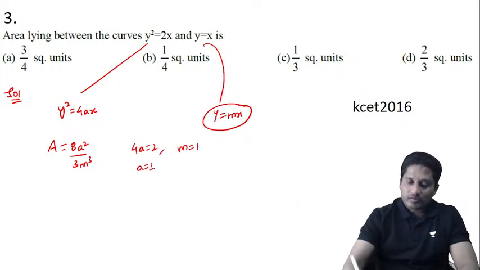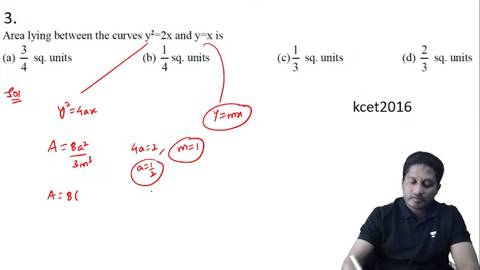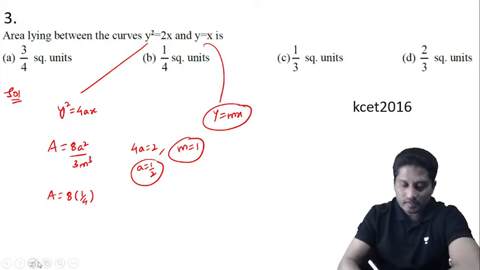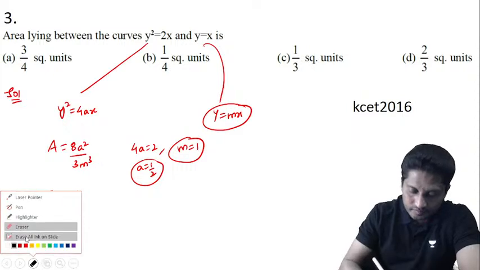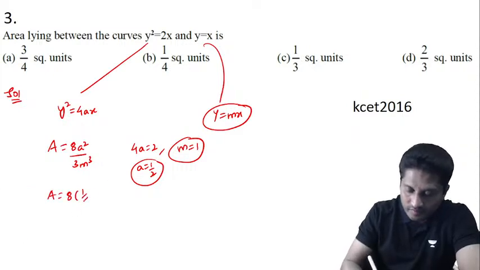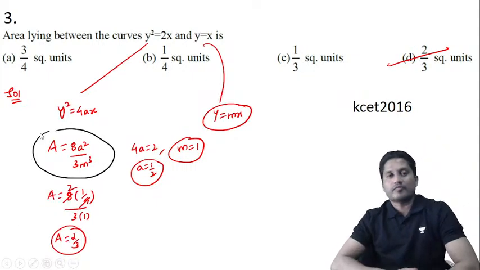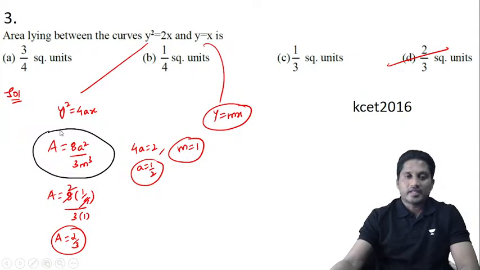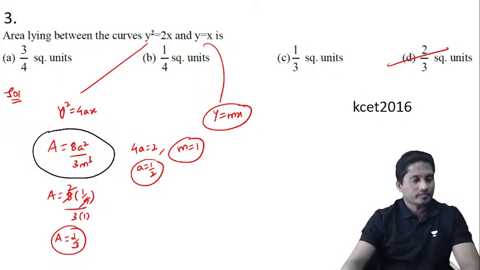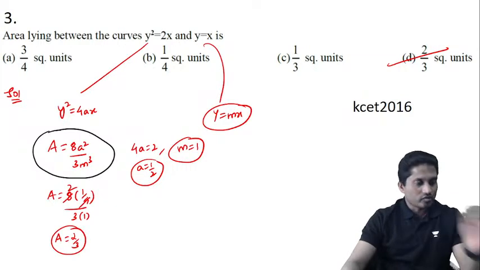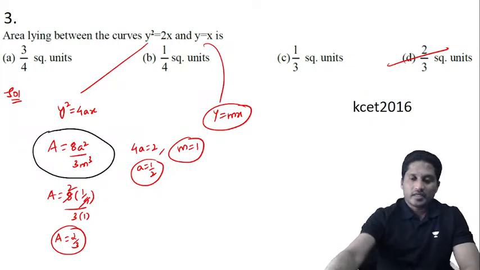a is equal to 1 by 2, m is equal to 1, area is equal to 8a square by 3m cube. a square will be equal to 1 by 4, so you get 8 into 1 by 4 upon 3 m cube. m cube is 1. This will cancel 2 times. Area will be equal to 2 by 3 square units. Answer is option D. Alright, remember the shortcut: y square is equal to 4x and line y is equal to mx gives 8a square by 3m cube. You understand, guys? Very useful results. Let's move to the next question.